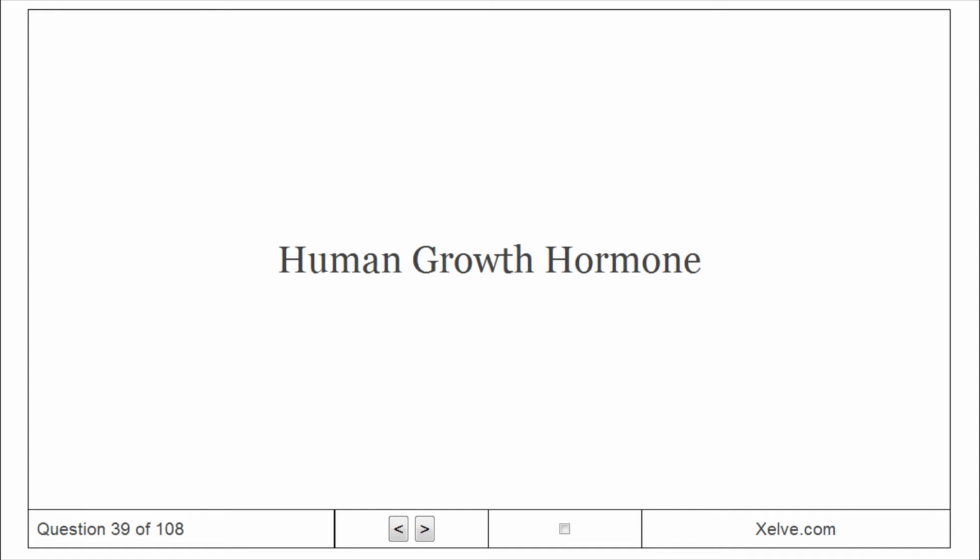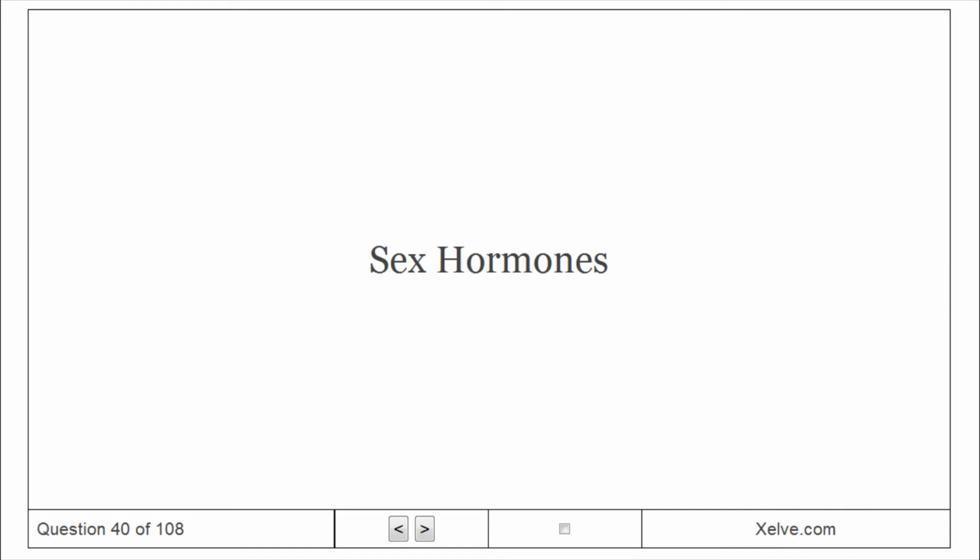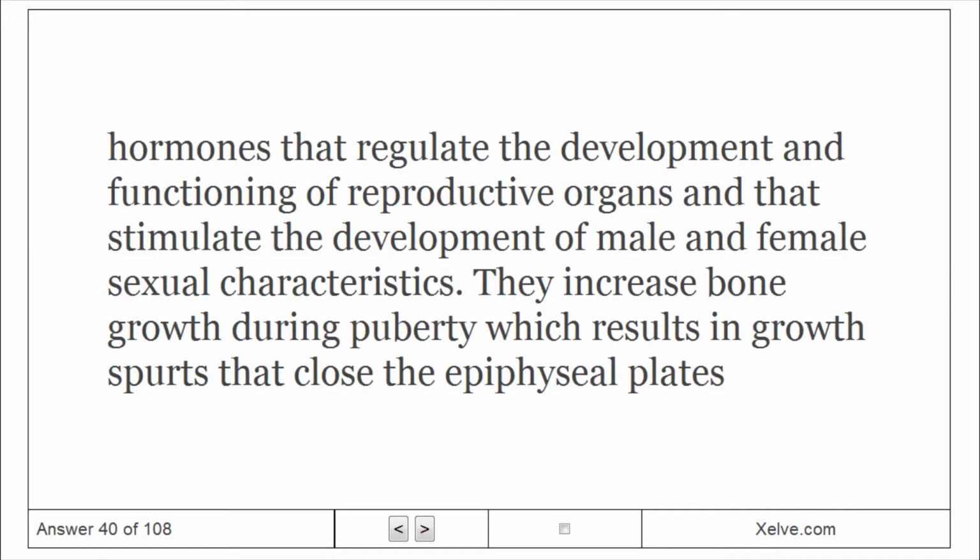Human growth hormone. Source: anterior pituitary; target: liver and long bones. Function: release of glucose resulting in bone growth. Sex hormones: hormones that regulate the development and functioning of reproductive organs and that stimulate the development of male and female sexual characteristics. They increase bone growth during puberty, which results in growth spurts that close the epiphyseal plates.